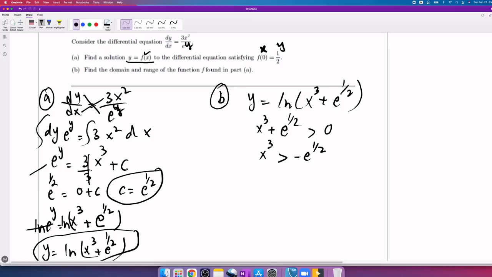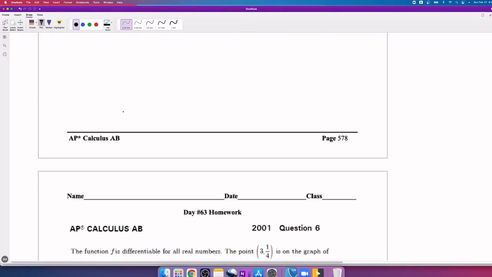To do the cubic root, I always do times 1/3 on both sides. They cancel out. I'm left with x greater than negative e to the 1/6, since they are multiplying exponents, it's going to give me 1/6. So this is my domain. And done. That was kind of easy.